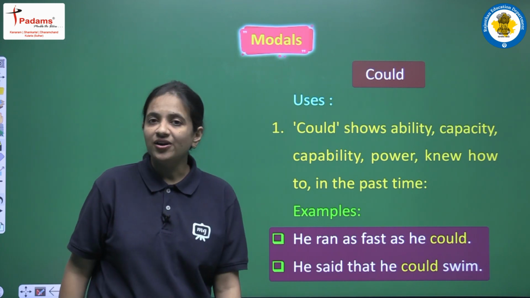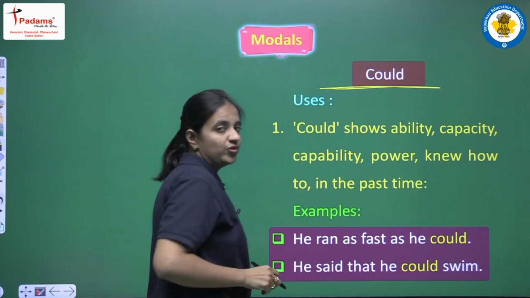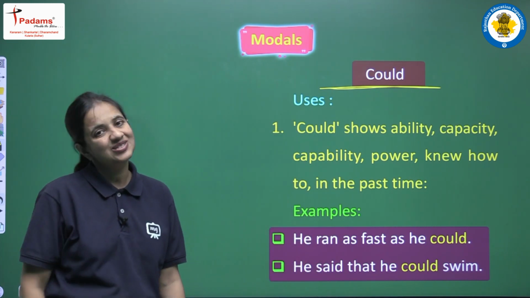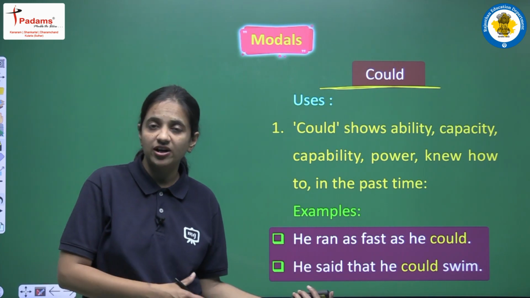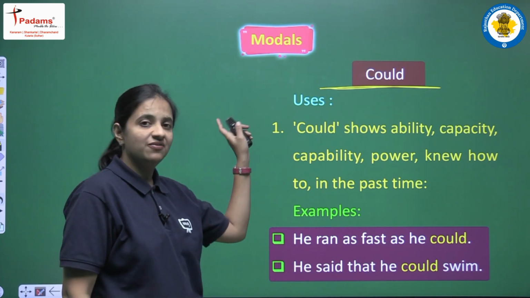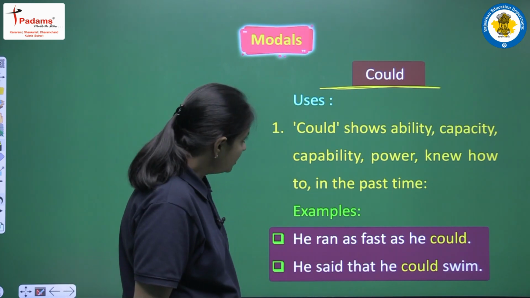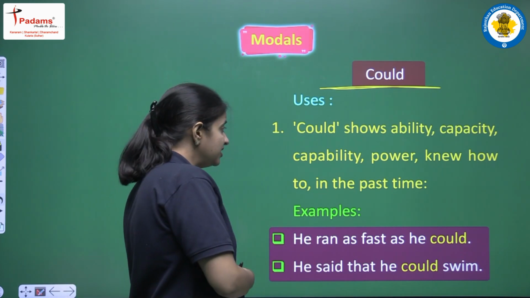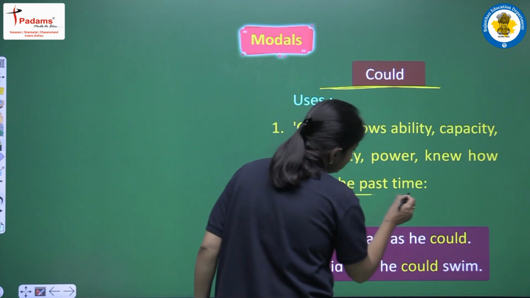So the second modal that we are having here is could. Next one, or we can say the second modal, is could. So let's read the different uses of this modal, that is could. We are having the very first use, so let's read. Could shows ability, capacity, capability, power, knew how to in the past time.